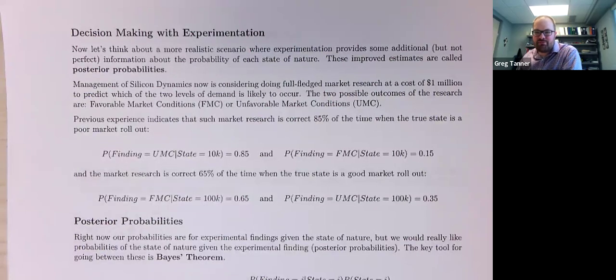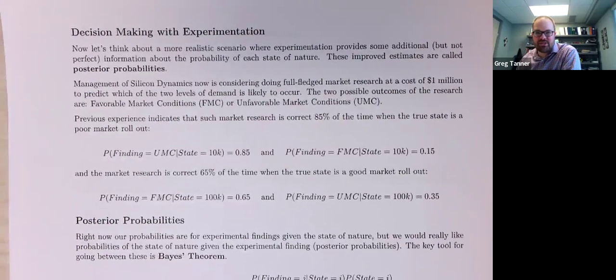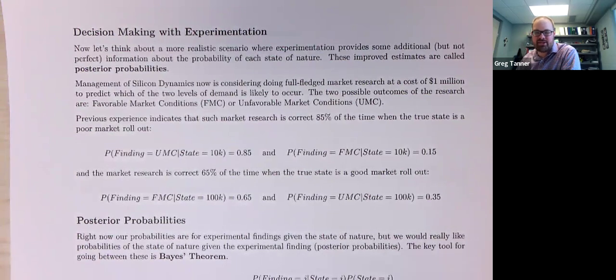Okay, let's go into the big example of this section, which is decision making with experimentation. In this scenario, we're going to think about more realistic information that we might gain, where we gain additional information, but not perfect information about those states of nature.